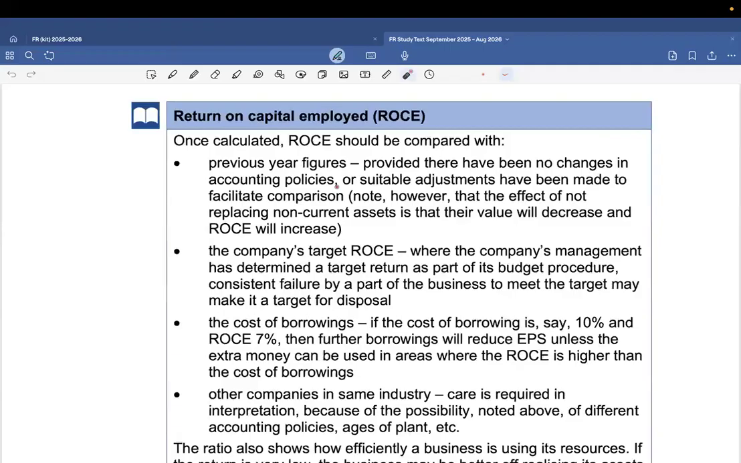Now, suppose the non-current asset is not replaced, and due to that, their value is going to keep on decreasing, right? In this case, ROCE will increase. Understood? When you talk about ROCE, you have to keep in mind the simplest form of the SOFP. That is, in SOFP, total assets is going to be equal to total liabilities.